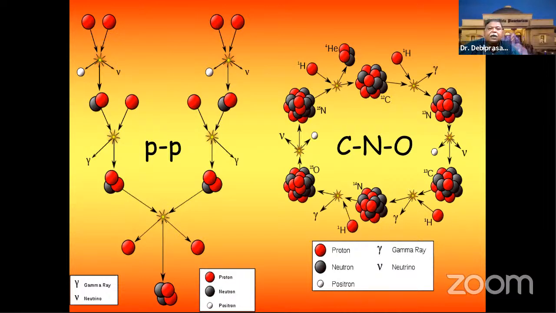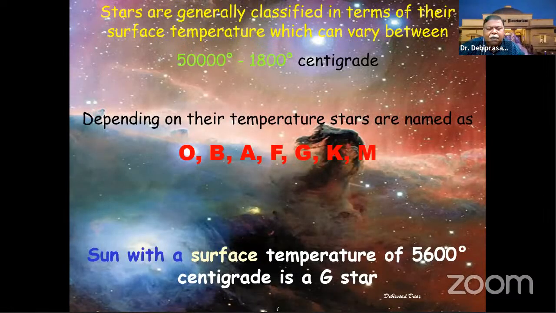In terms of surface temperature, stars can be classified in a different way. Stars can come with surface temperatures from 50,000 degrees centigrade to 1800 degrees centigrade. Depending on this temperature scale mostly, and on spectra, a legendary woman 100 years back at the Harvard Smithsonian Astrophysical Observatory, called Annie Jump Cannon, created a classification scheme which, even after more than 100 years, people are still using. According to her, the hottest surface temperature star is the O star. Next hottest is the B star, then A, F, G, K, and M. The sun, with a surface temperature of 5,600 degrees centigrade, is a very ordinary, mundane star called a G type star.